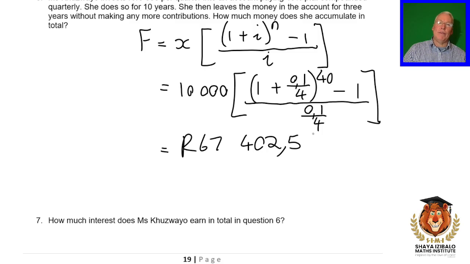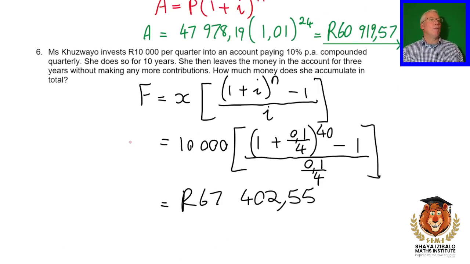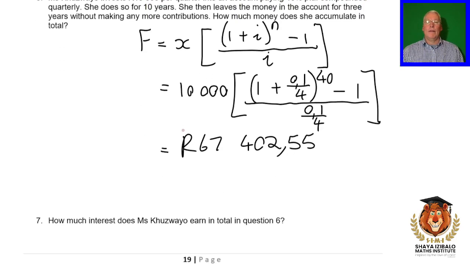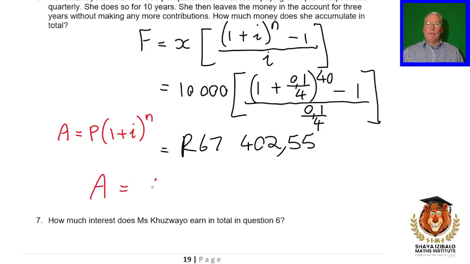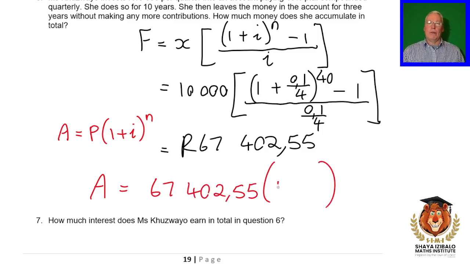But now she leaves this in the account for 3 more years, and this now earns interest. Again, it earns interest according to the formula that we wrote up just now, this red formula at the top of the screen there. I'll write it again: A equals P, 1 plus i to the n. That basically is now the P value in this calculation. So her final amount is going to be this number, 67,402.55. Although I've written it rounded down here, I'm going to use the full value on my calculator.